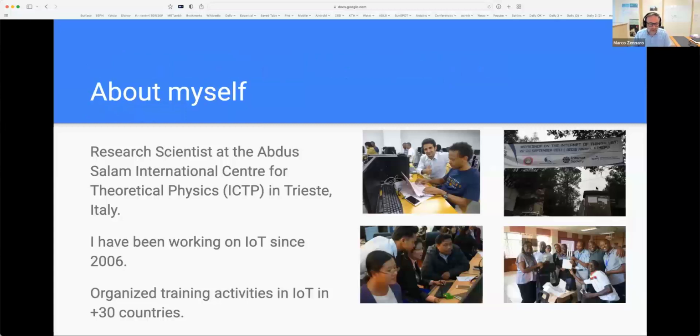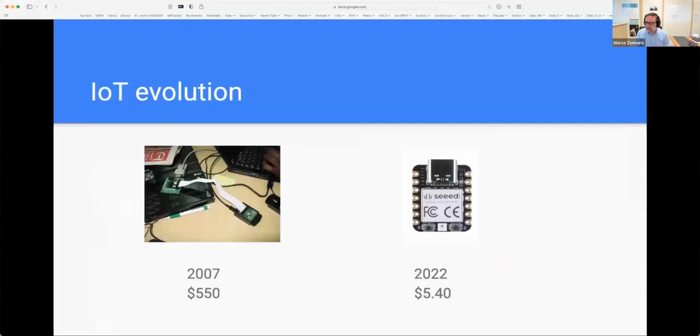Just a few words about myself. I see some familiar faces among the participants, but many of you I haven't met yet. I'm a research scientist at the ICTP, which is the Abdus Salam International Centre for Theoretical Physics in Trieste, Italy. I have been working on IoT since 2006, when this field was called wireless sensor networks, and then IoT, and now tiny machine learning. You can see some pictures from training activities that I organized in the past. I believe I organized activities in more than 30 different countries. So I have seen, in a way, the evolution of this technology.